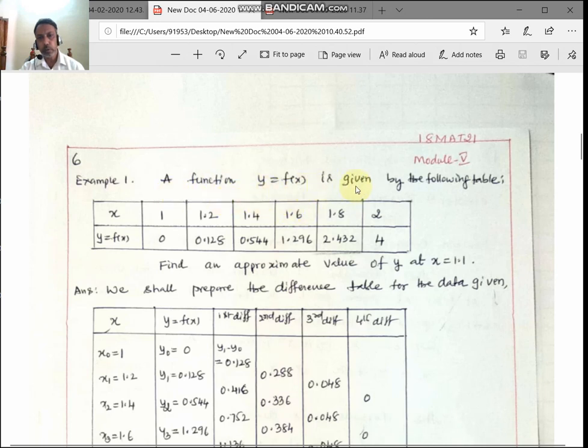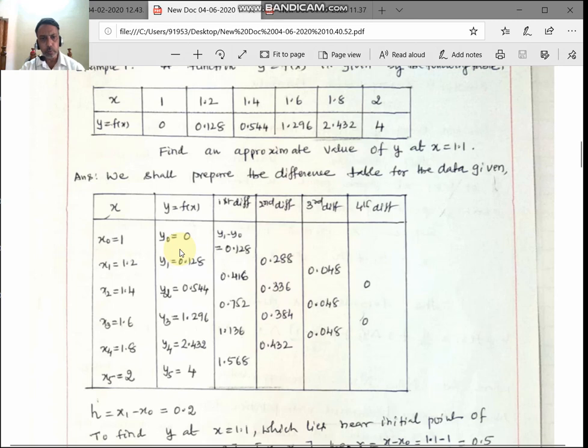And further, let us choose an example and work out this forward interpolation formula. Here, a function y is equal to f of x is given by the following table. The x points are 1 to 2 and the y values are 0 to 4. The question is, find an approximate value of y at x is equal to 1.1. Whenever you are solving a problem, first observe at what value of x y has to be estimated. So here x is equal to 1.1, which lies near the starting point or initial point of the x values. Therefore, we must apply the forward interpolation formula.